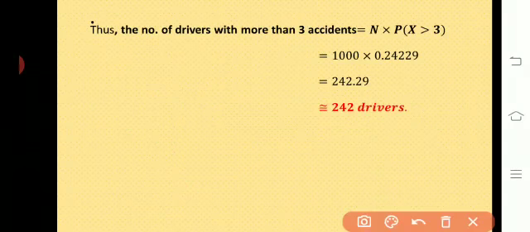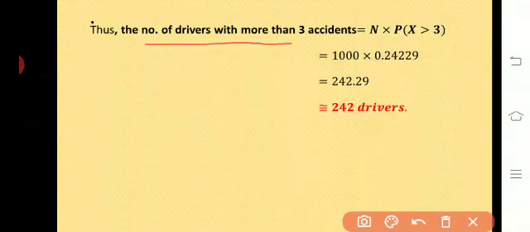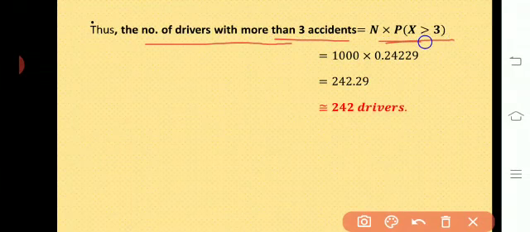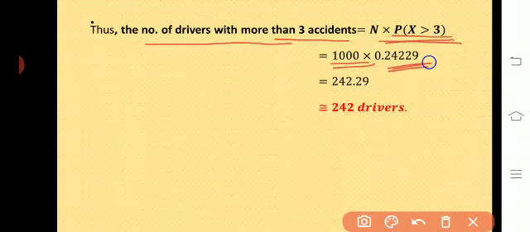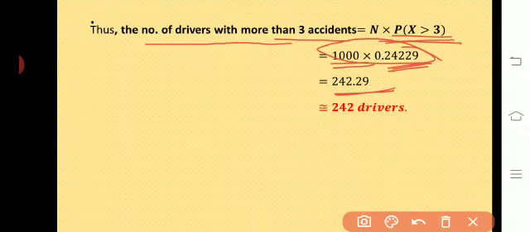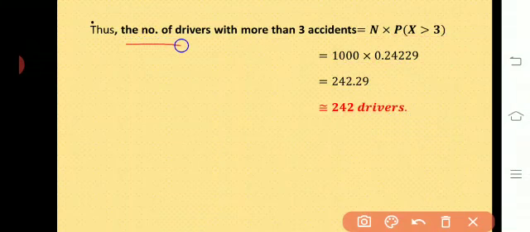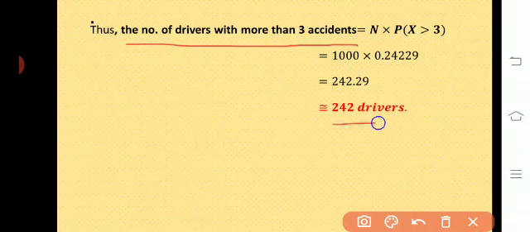Now they ask for the number of drivers who met with more than 3 accidents in a year. Therefore, the number of drivers with more than 3 accidents is equal to N into probability of x greater than 3. N is 1000 here, and probability of x greater than 3 is 0.24229. If you multiply this, you will get 242.29, which is nearly equal to 242 drivers. That is, the number of drivers who met with more than 3 accidents in a year is 242.